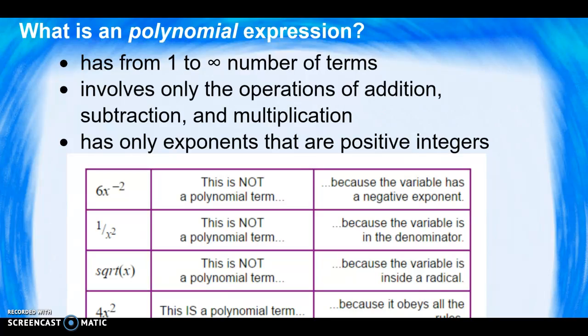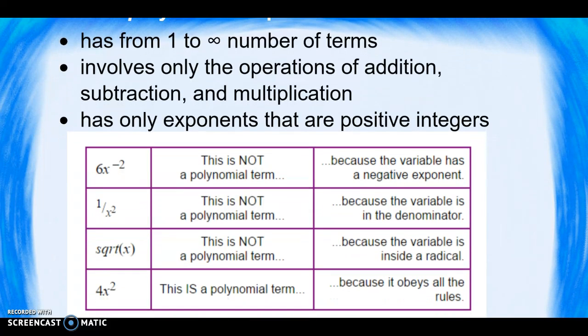Okay, so now we're going to learn about something called a polynomial expression. Okay, I didn't put these fill in the blanks on there. I did give you this diagram. I'll show you what that means in a second. But it has 1 to infinity terms. It only involves the operations of addition, subtraction, and multiplication. And it only has positive integers.